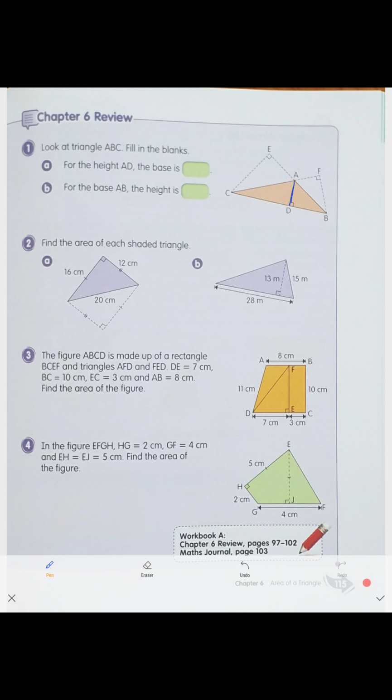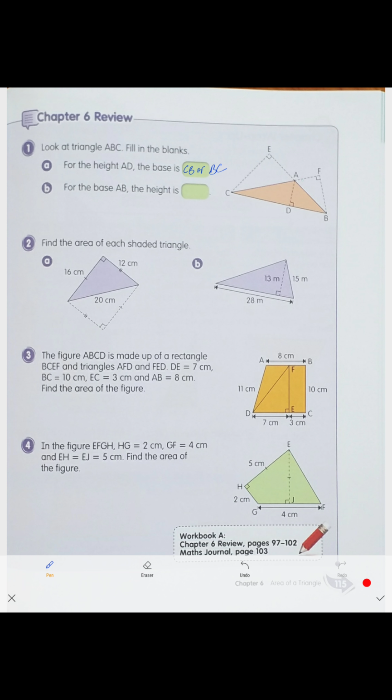What is the base? We know that the height is a line that goes perpendicular to the base. So what is the base? That is the base, right? So we write it CB or BC, doesn't matter how we call it, right? Looking at the same figure for the base AB.